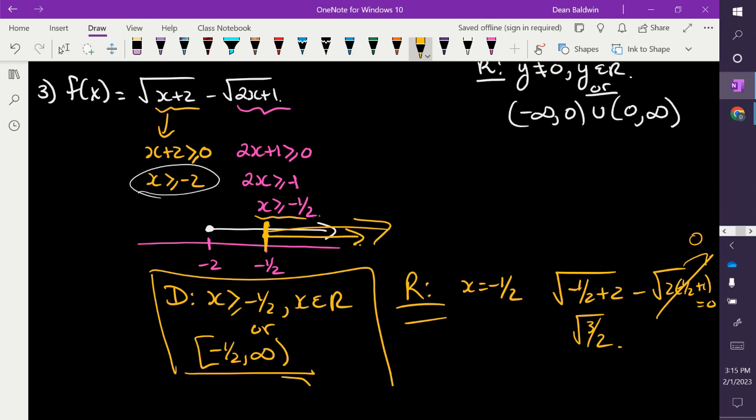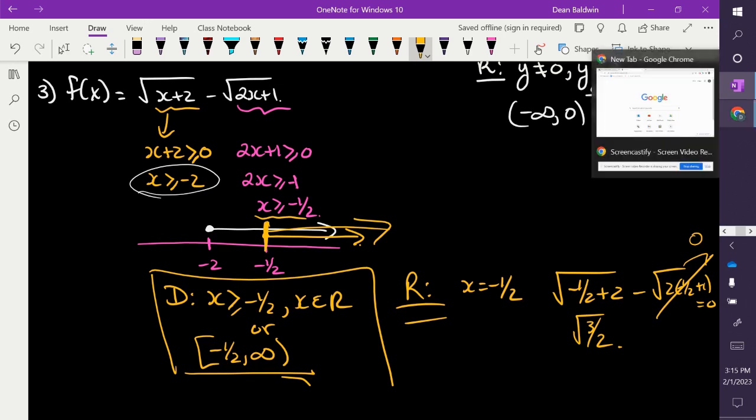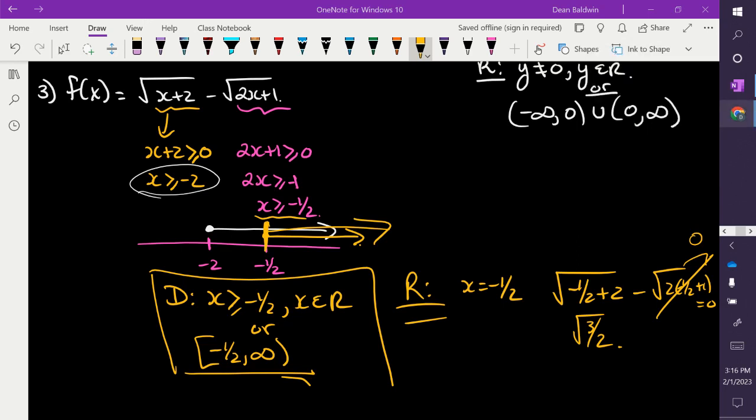I think it's √3/2. I'm going to check that, though. Is that what square root of 3/2 is? Okay. All right, hang on.